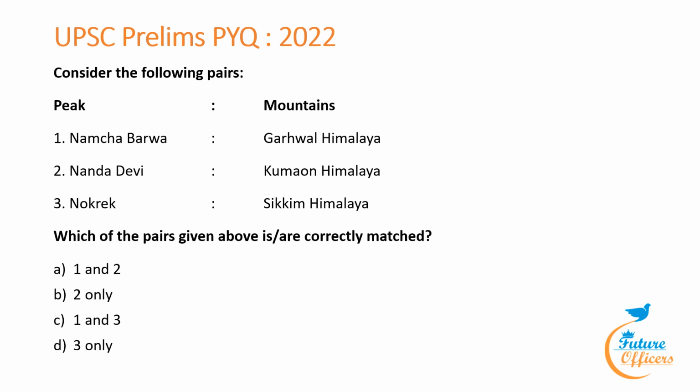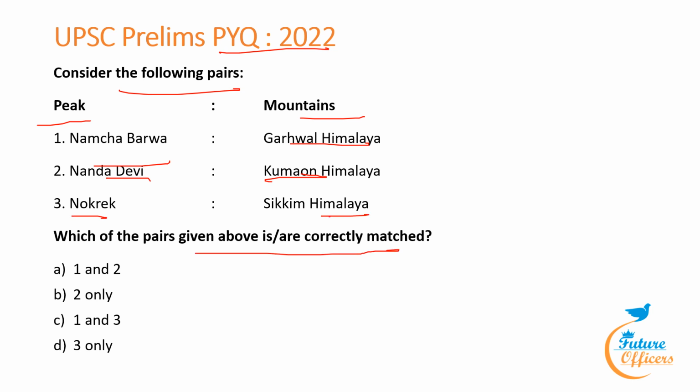With this, we'll be seeing the UPSC prelims question which was asked in the previous year 2022. Consider the following pairs: Peak, Mountains: Namchabarwa, Garhwal Himalayan; Nanda Devi, Kumaon Himalayan; Nokrek, Sikkim Himalayan. Which of the pairs given above is correctly matched? So the answer is B. Only 2 is correctly matched.